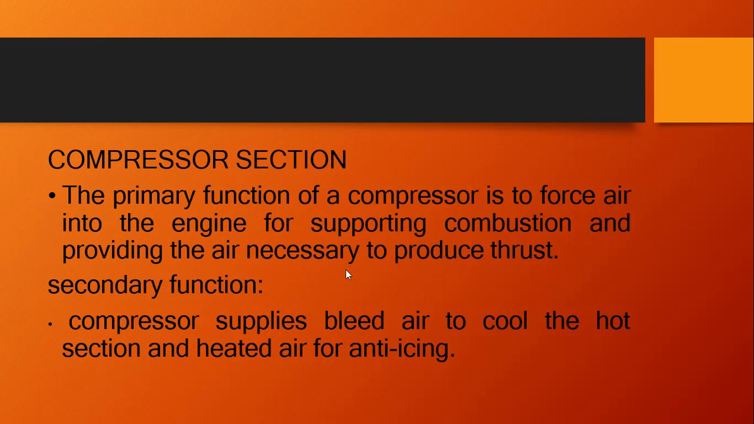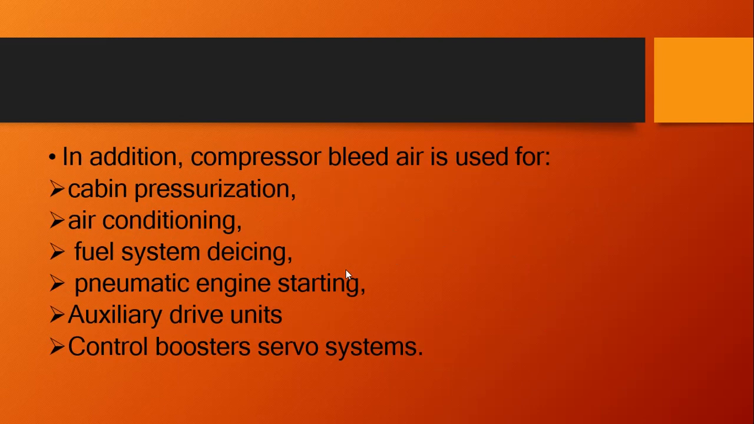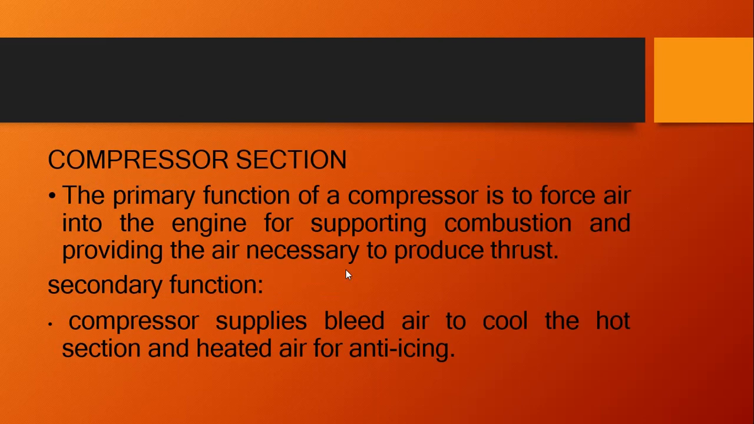Another secondary function, to supply bleed air to cool the hot section and heated air for anti-icing. So the compressor also does that. It supplies bleed air. We always call it compressor bleed air, and it is for cooling. Mostly it can even be tapped and it goes into the cabin for pressurization and air conditioning. So in addition, compressed bleed air is used for cabin pressurization, fuel system de-icing, air conditioning, pneumatic engine starting, auxiliary drive units, control boosters.